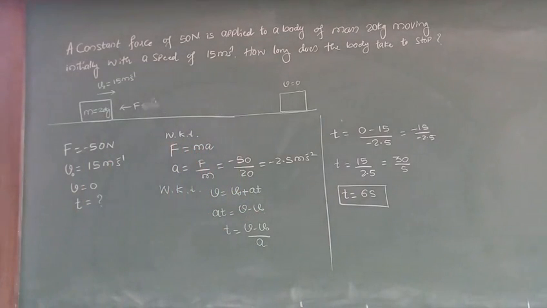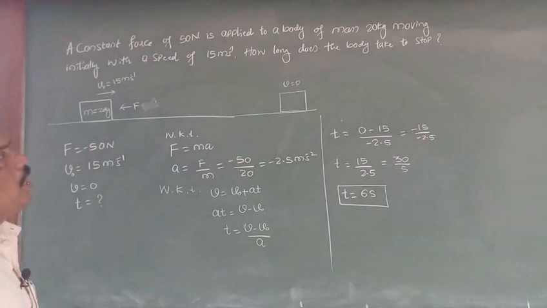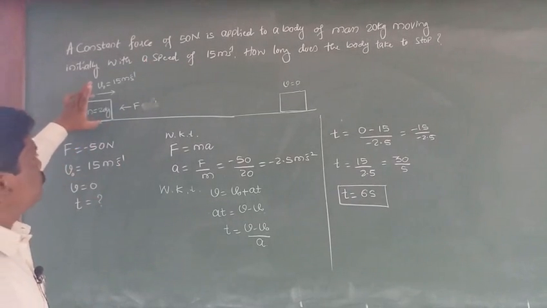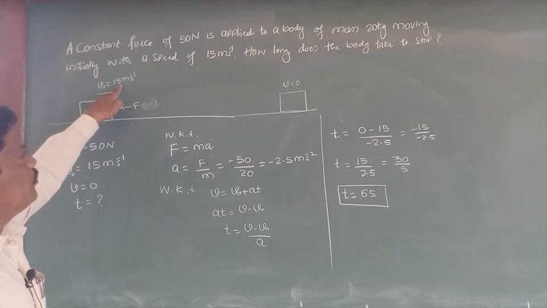So check it once again. A constant force of 50 Newton is applied to a body of mass 20 kg. So just assume a block of mass 20 kg, initially moving with a speed of 15 meters per second.